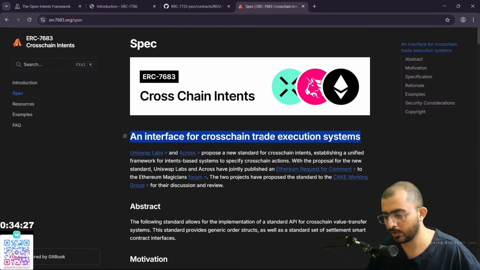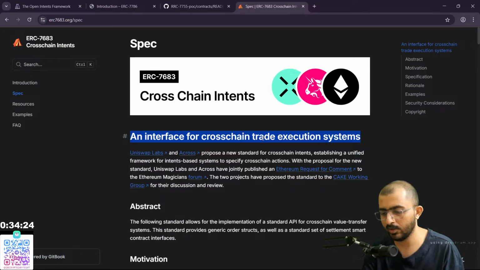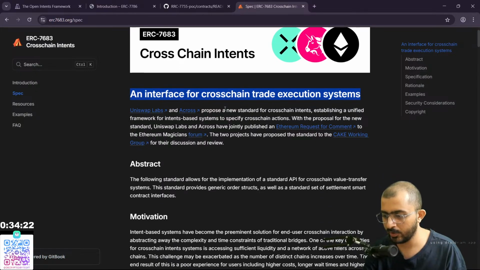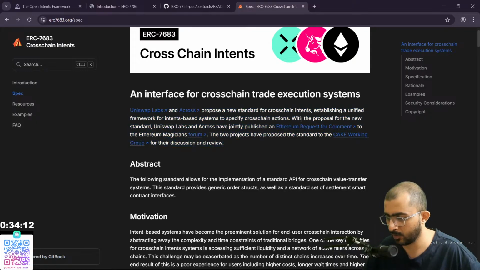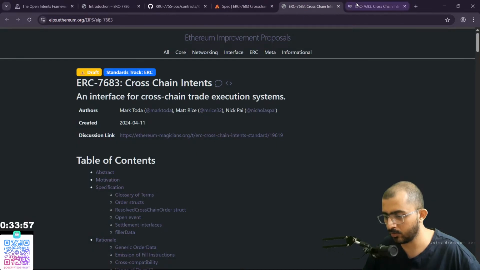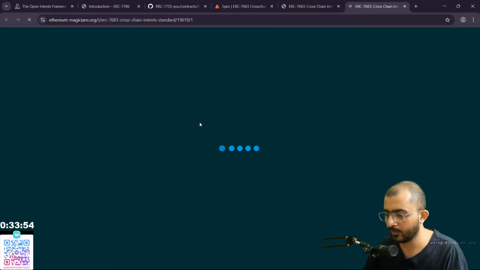An interface for cross-chain trade execution systems. We already know this. It was proposed by Uniswap and Across. With the proposal for the new standard, Uniswap and Across have jointly published an ERC to the forum. Okay, let's open the forum and see what people are talking about.